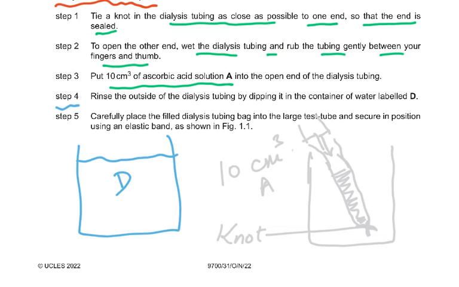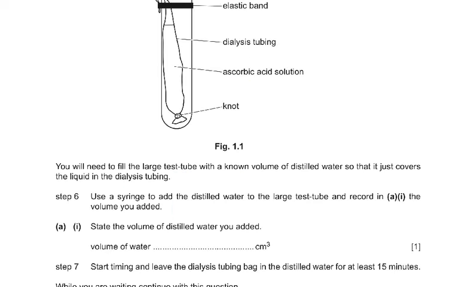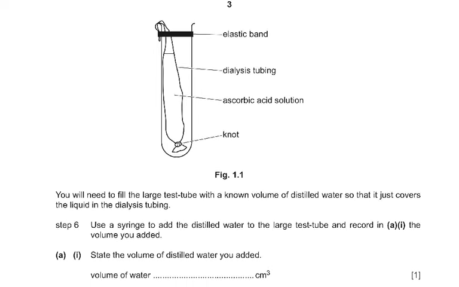Then step 4, you rinse the outside of the dialysis tubing by dipping it in the container of water labeled D. Now carefully place the filled dialysis tubing bag into the large test tube. So you place this here now. Let me just repeat this. Carefully place the filled dialysis tubing bag into the large test tube and secure in position using an elastic band as shown in figure 1.1. You can see this diagram here.